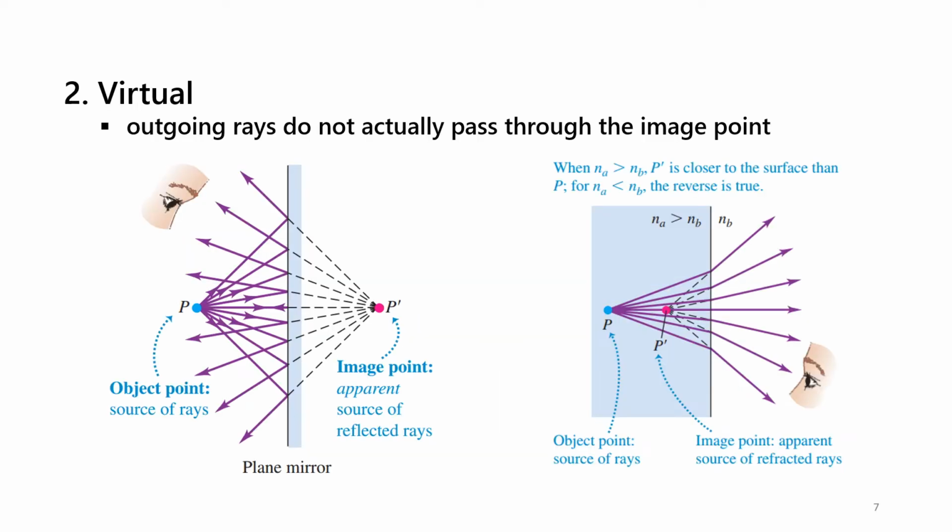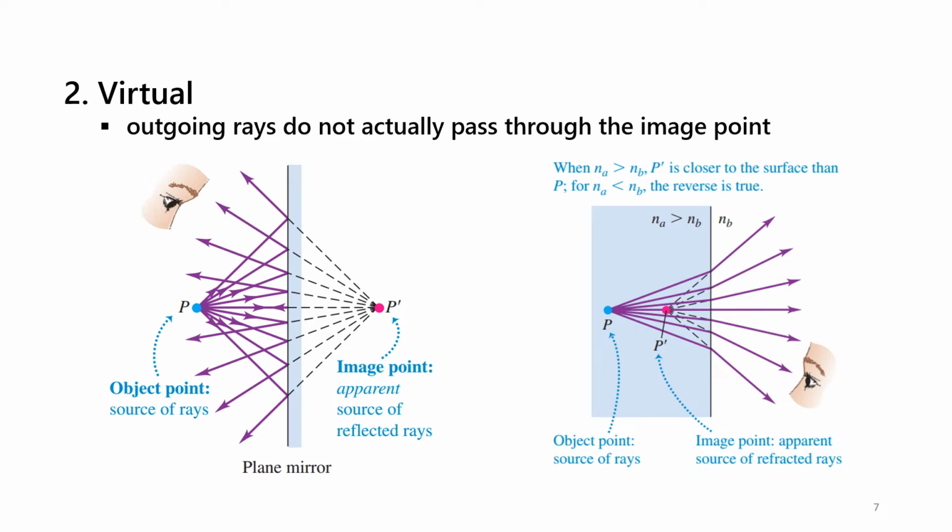Virtual images occur when the outgoing rays do not actually pass through the image point. If you look at the diagram, incoming rays would be going to the reflective boundary, and outgoing rays would be after they hit the boundary. If you look at the image on the left, you notice that the outgoing rays don't seem to actually converge after hitting the mirror. They'd actually diverge. Despite this, we know that images are formed behind the mirror.